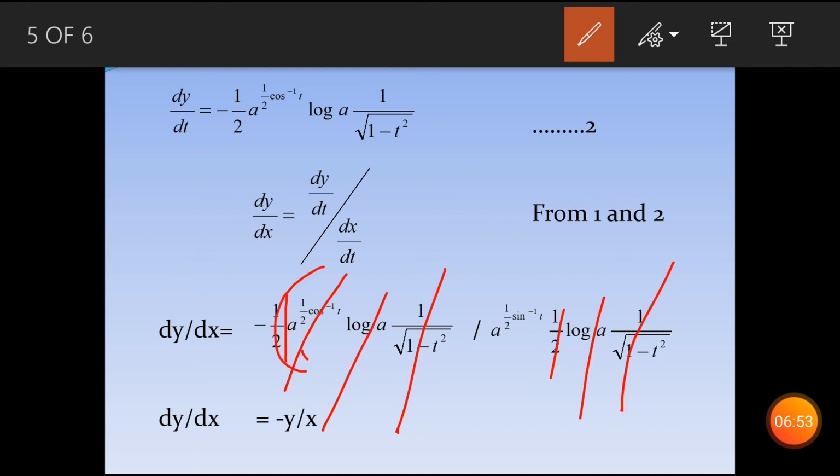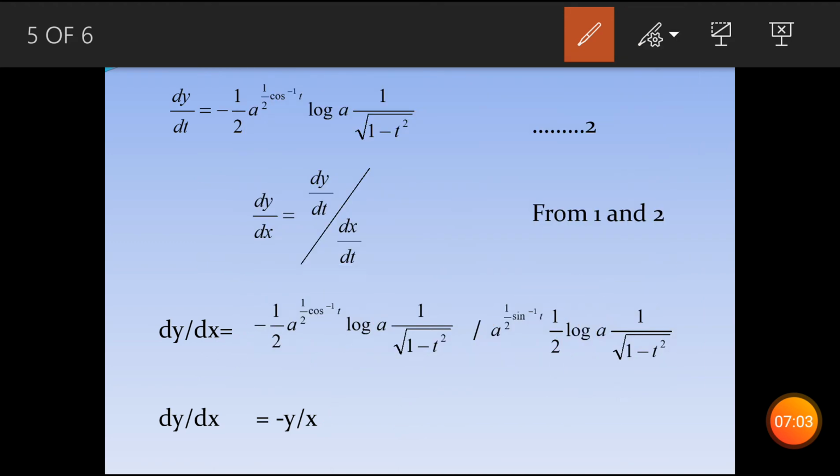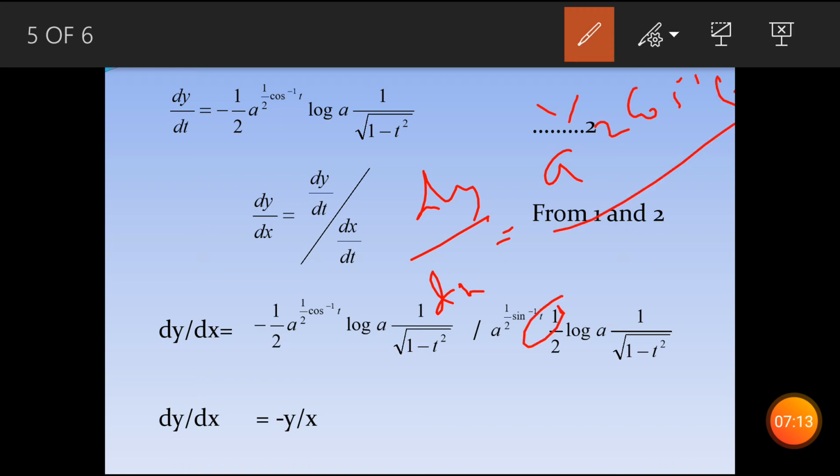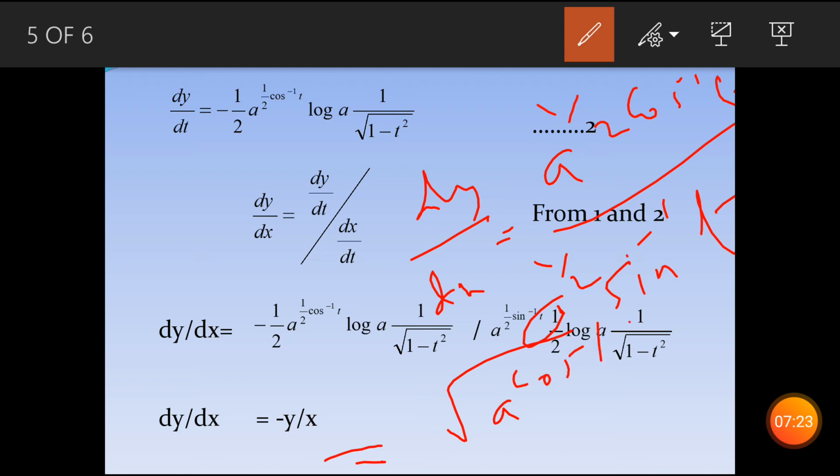So what will be left? Only this a power half cos inverse t and a power half sin inverse t. Only these two things will be left. So how to proceed further? It means dy upon dx, what is left with us? A power half cos inverse t upon a power half sin inverse t. This is what we got. So we can also write it as under root a power cos inverse t upon under root a power sin inverse t.